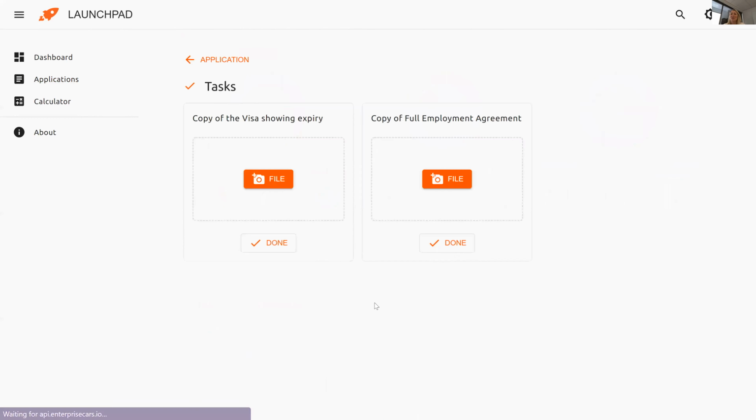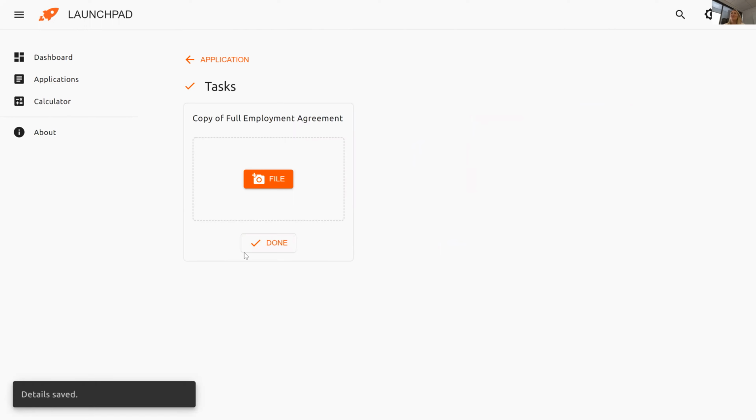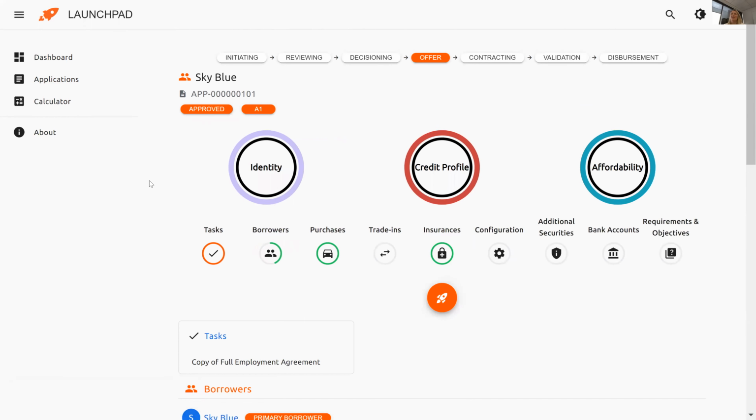You click tasks. Click your tasks. Upload. Cool. And then you upload your visa and your employment agreement, and that will flick off to the team. Oh, make sure you click done. So click done on one of them and show them what it looks like. Done. And then it will disappear and it will send it back to the team for them to then assess that particular document.